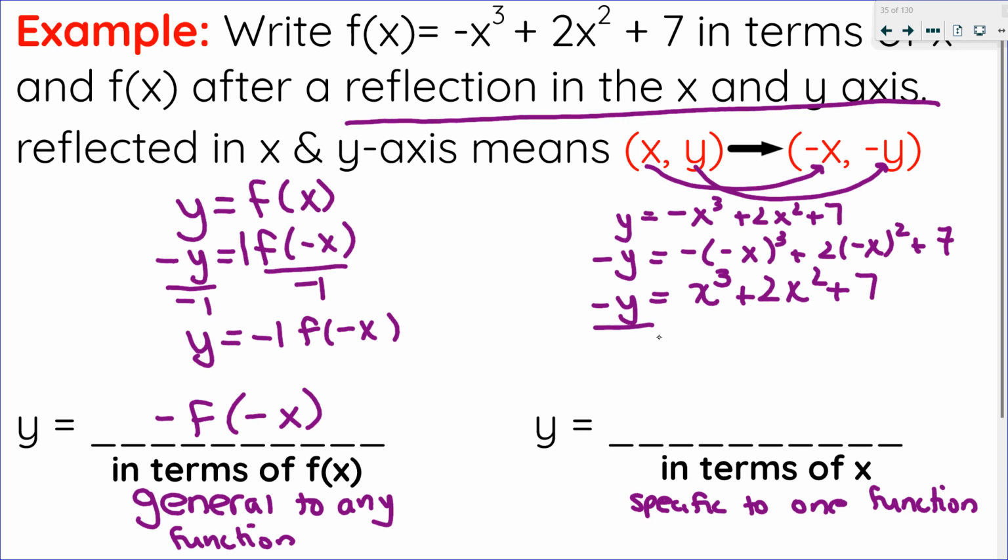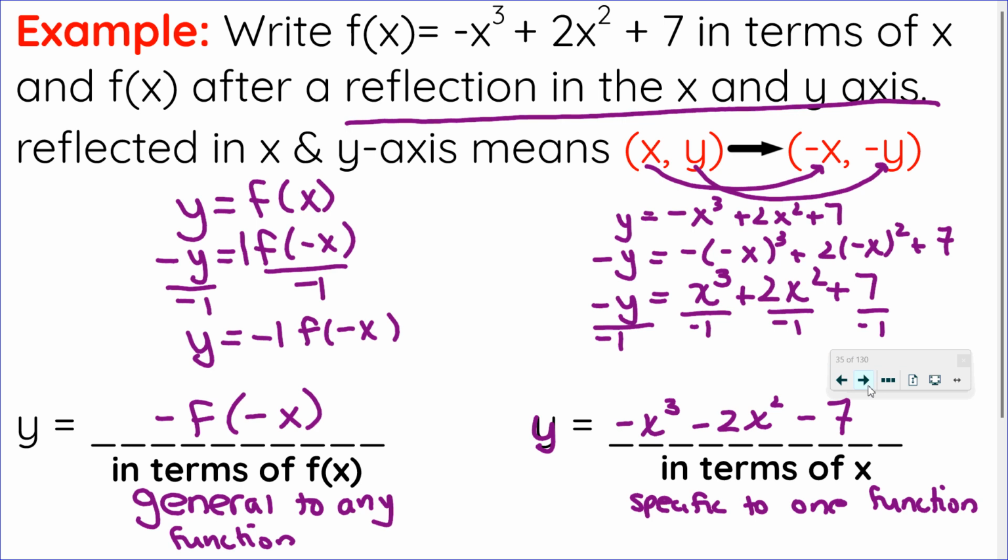Now to get y by itself, I divide everything, to be fair, by negative 1. So I get negative y divided by negative 1 is positive y, equals negative x cubed minus 2x squared minus 7. So that's in general form in terms of f of x, and specific form in terms of one specific function. So that's reflections in graphs, equations, mapping notations, and descriptions.